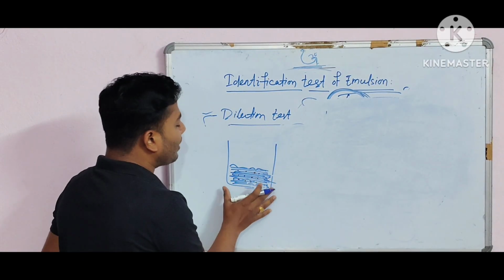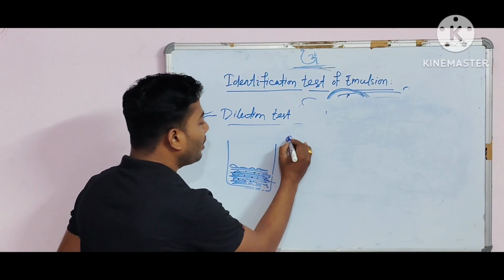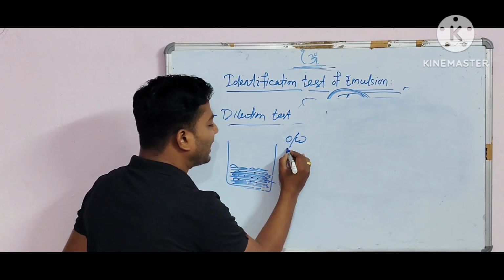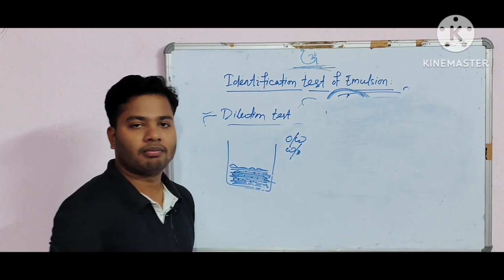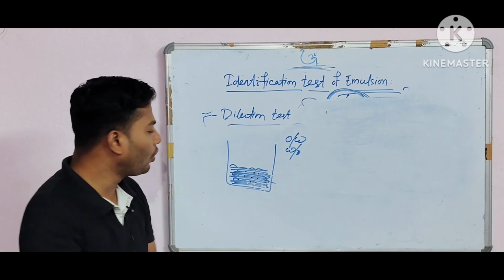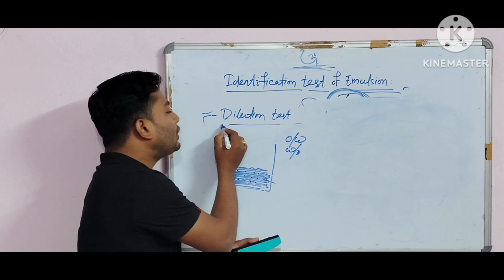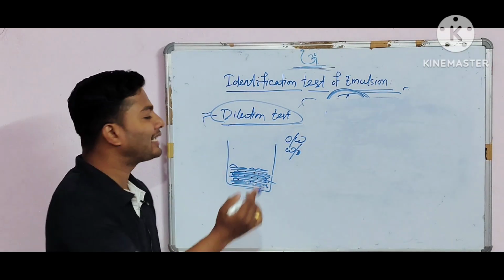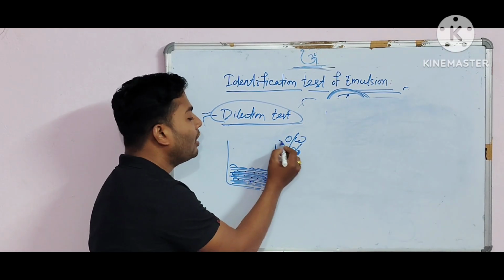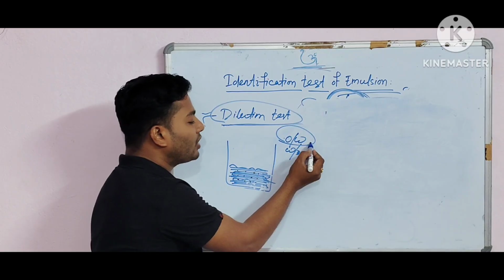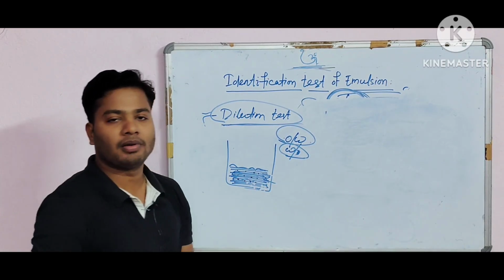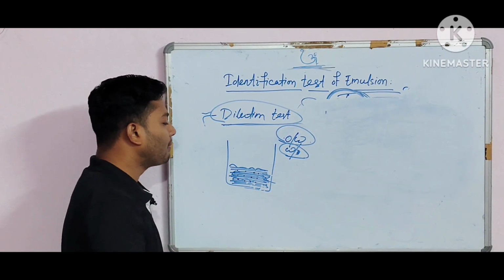Suppose this is an emulsion that may be O/W type or W/O type. I don't know which type of emulsion is in this beaker. So by using the dilution test, you have to identify whether it is O/W type or W/O type of emulsion. Let's see how it is possible.